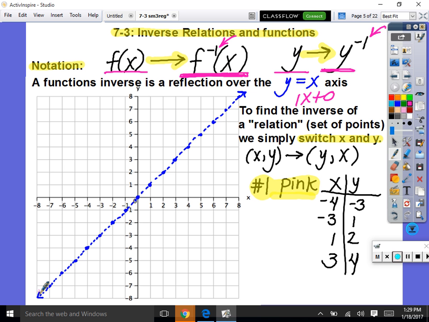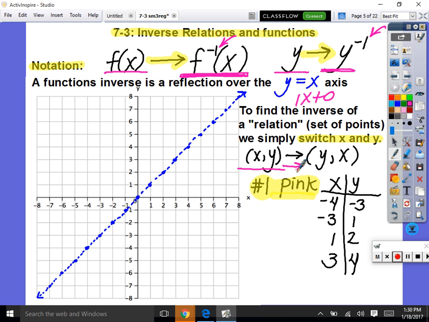Okay, perfect. So, to find the inverse of a relation, and a relation is not necessarily a function, it's not connected, it's just a bunch of random points. To find the inverse of a relation or a set of points, we simply switch x and y. So if I gave you an xy point, to find the inverse, all you have to do is literally switch x and y.